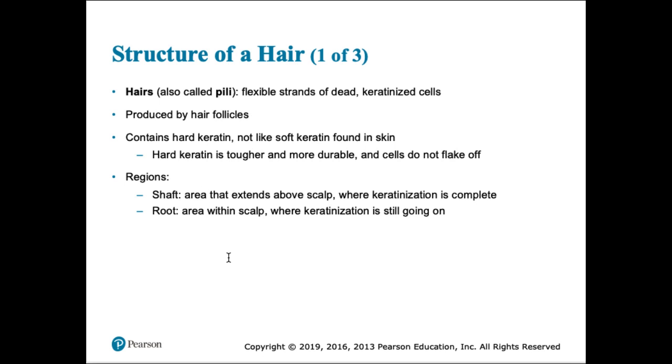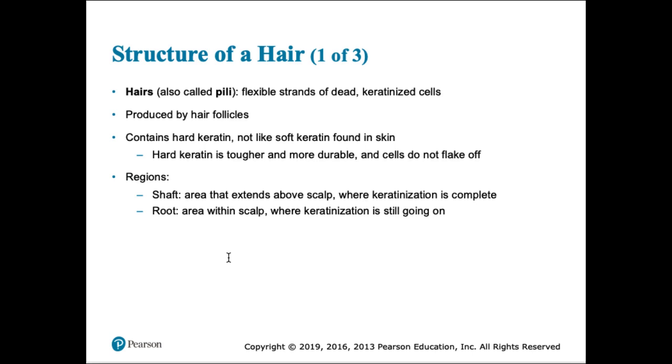Hairs, also called pili, are these flexible strands of dead keratinized cells. They are produced by hair follicles, and they contain this hard keratin, which is a little bit different than that soft keratin we find in the skin. So hard keratin is tougher and more durable, and the cells don't necessarily flake off. That would be bad because we do shed a little bit of hair, but if we just constantly lost 50,000 pieces of hair a day, everybody would be bald, right?